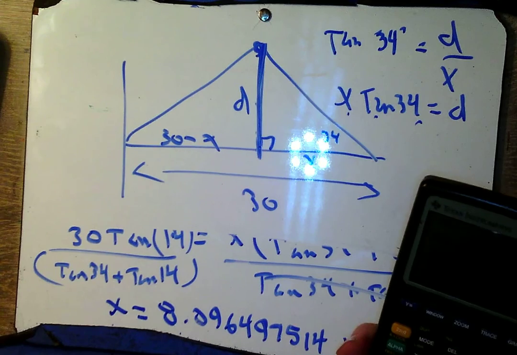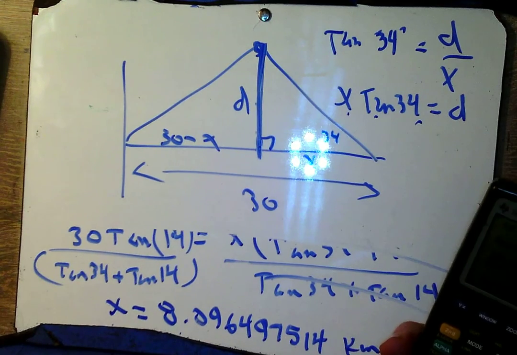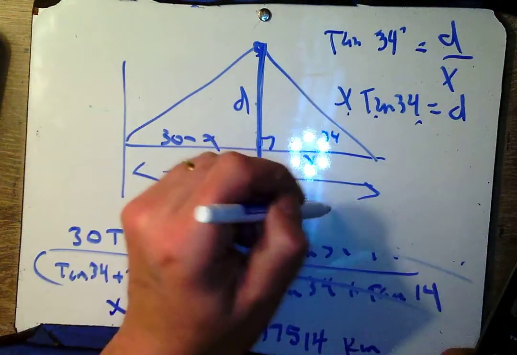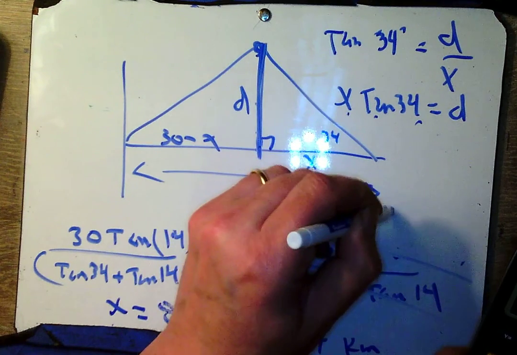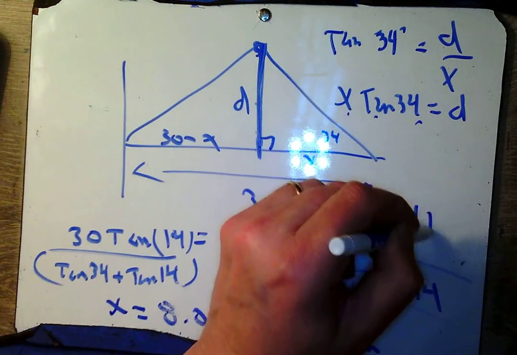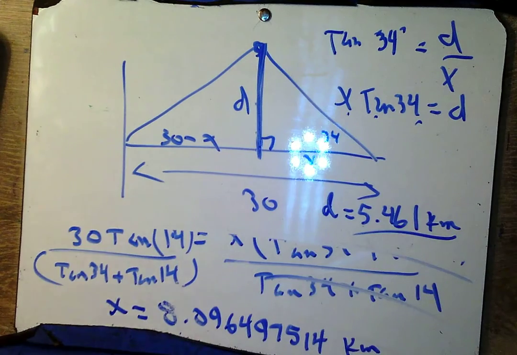X times tangent 34, and I get that d equals 5.461 kilometers. Okay, 5 kilometers.